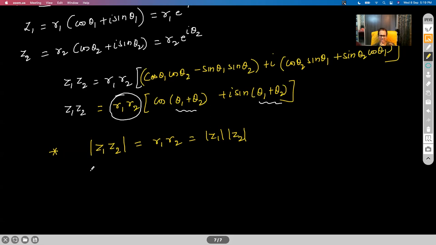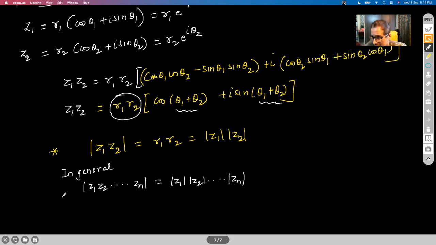Now, many people ask me, sir, can we generalize it also? Can we say that mod of Z1 Z2 till Zn, if I multiply, its modulus will be the product of the moduli of all these complex numbers? Can I say that? The answer is yes, we can say that. So in general, please note down that when you take the modulus of the product of n complex numbers, it is as good as the product of the moduli of the complex numbers. Okay, this is number one.